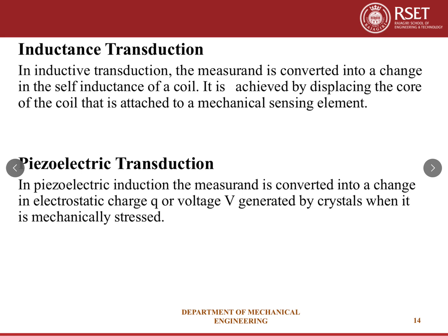Then there is inductance transduction. In inductance transduction, the measurand is converted into a change in the self-inductance of the coil. The physical quantity causes a change in the inductance of the coil. It is achieved by displacing the core of the coil that is attached to the mechanical sensing element. An example is the LVDT, whose principle and working will be discussed in the coming slides.